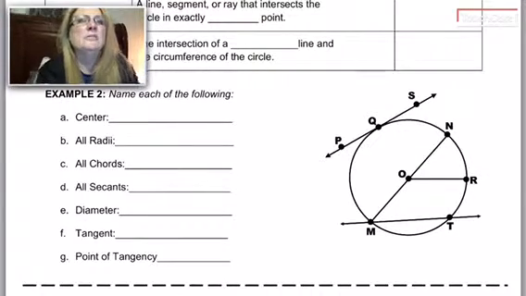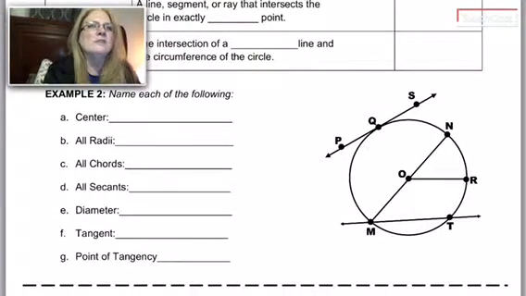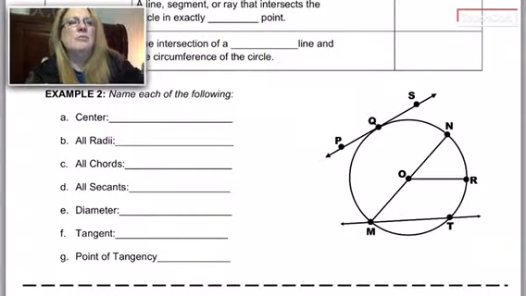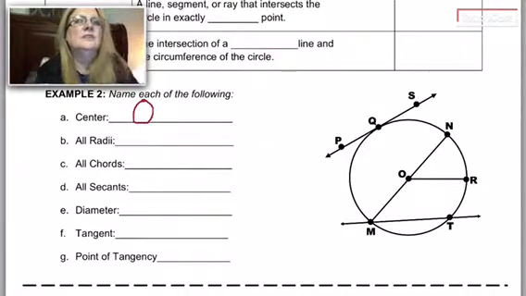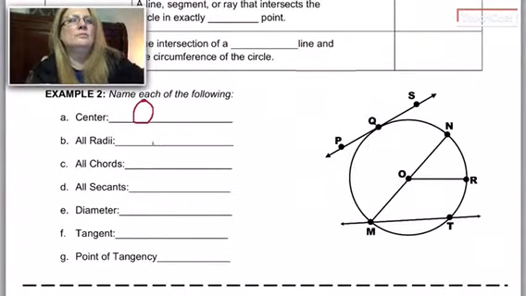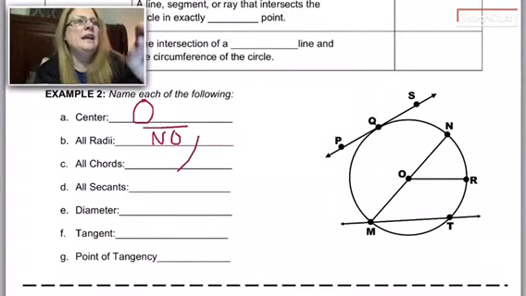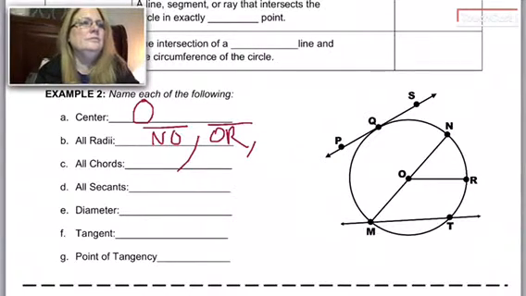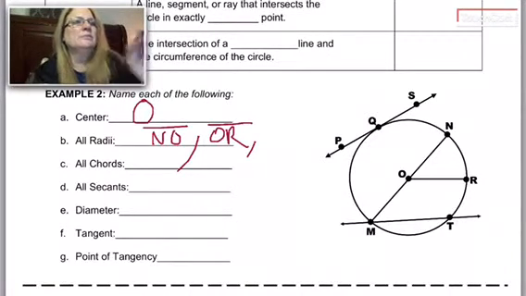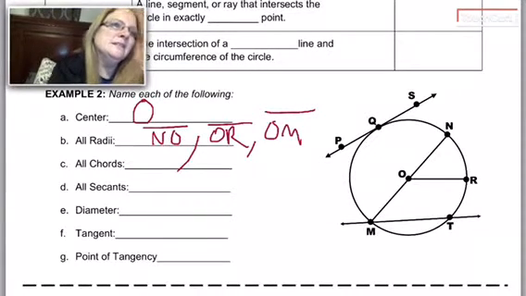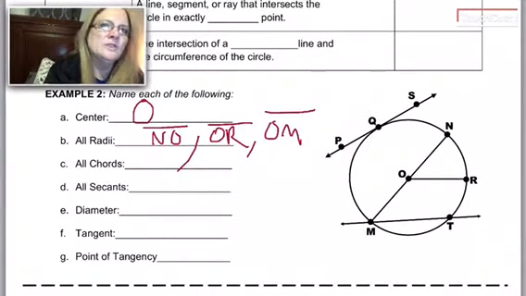All right, so in example 2, we're going to name the different points from the circle. So the center is a point, so it is just a capital O. Name the radii. So we have NO, we have OR, and we have OM. Those are all radii because they go from the center and they touch the circle.